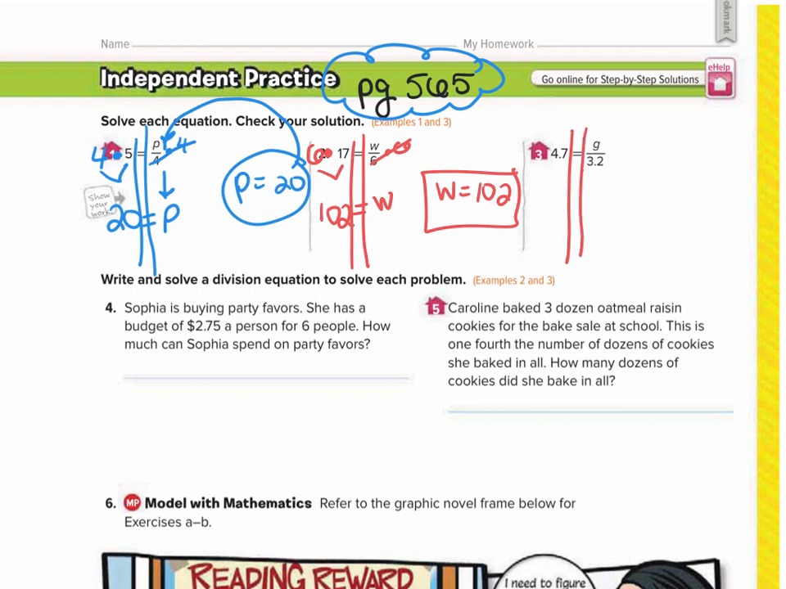Last one, g is being divided by 3.2, so we're going to multiply by 3.2 to each side. These will cancel out. We're left with g equals 3.2 times 4.7, which is 15.04. So g equals 15 and 4 hundredths.